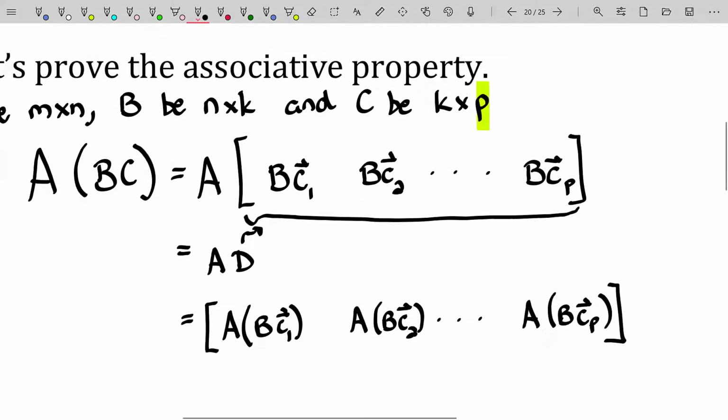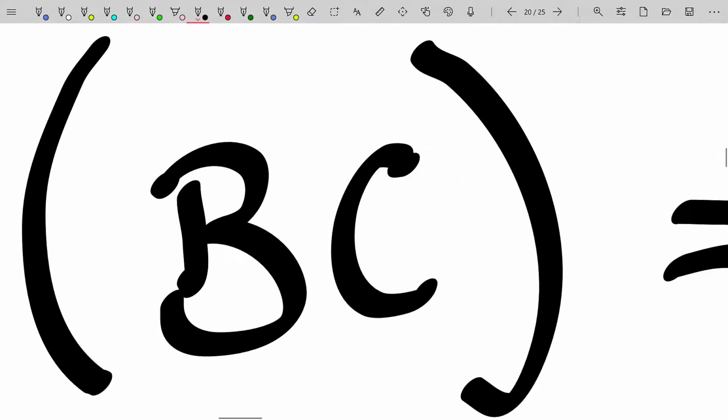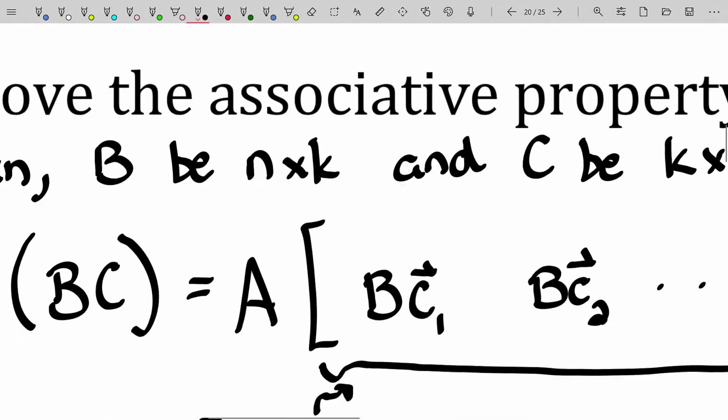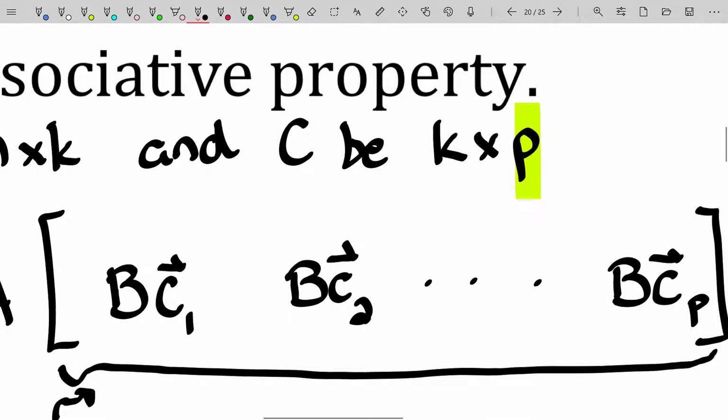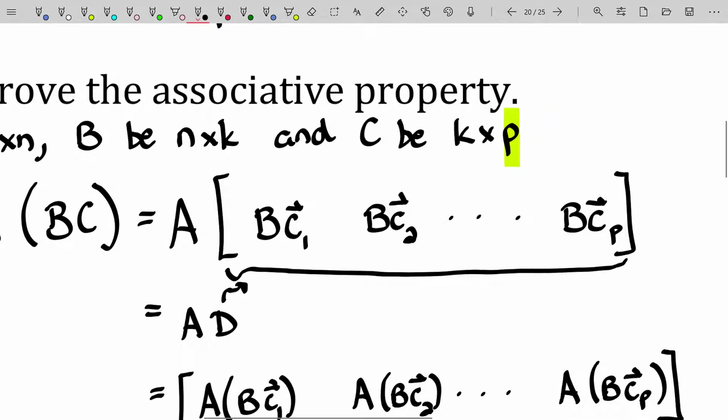So again, just to repeat, two matrices are being multiplied here. Actually, we're focusing in on this. Two matrices are being multiplied here. That product is the leftmost matrix times each and every single column of the right matrix. So B times C1, B times C2, and those are the columns of the product BC. But that's just some matrix we'll call D.